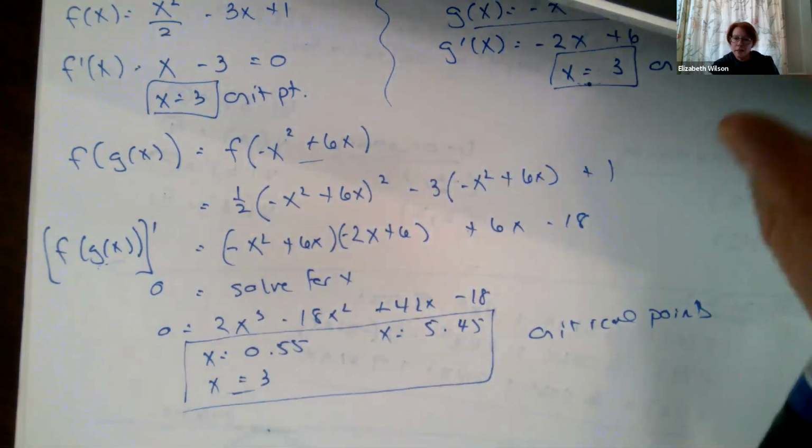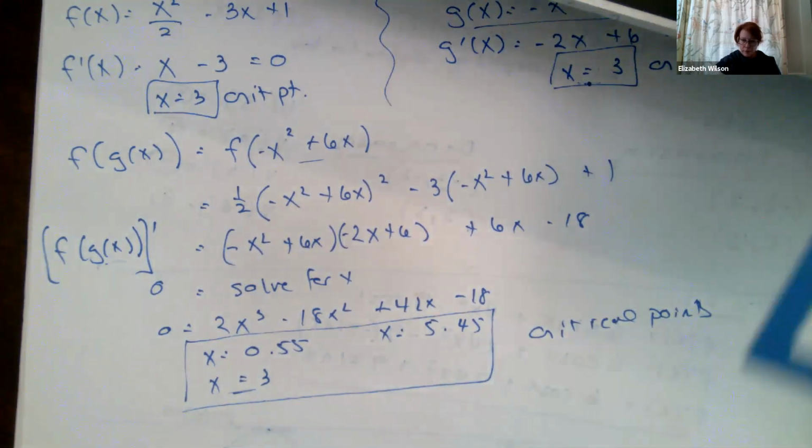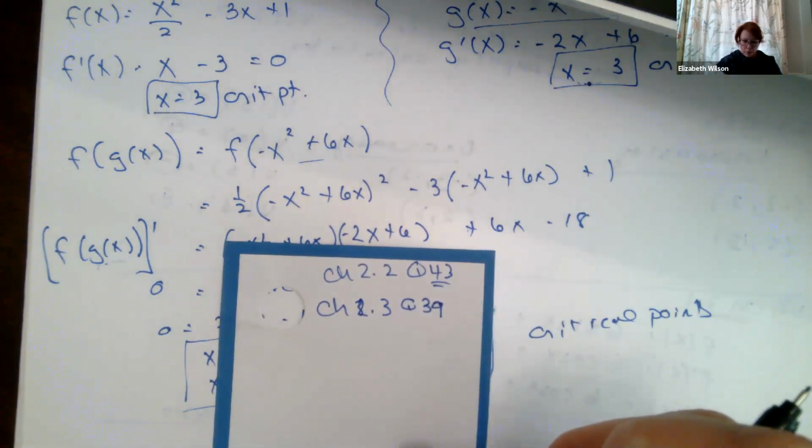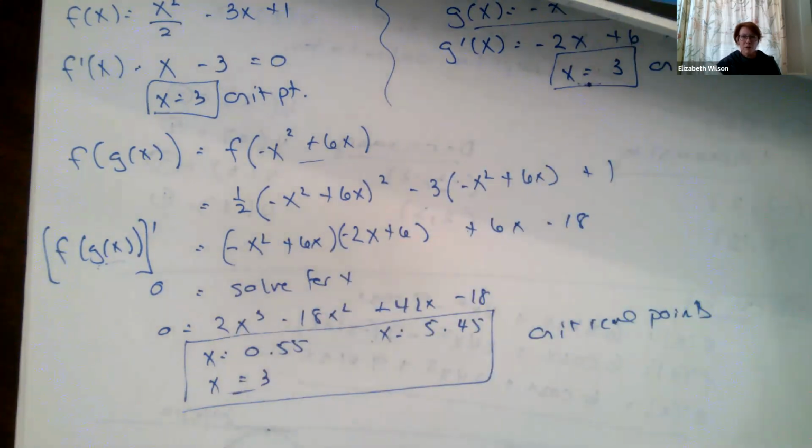Okay, that was question 37 and 39. So I'll put up chapter 2.3 question 39 because we're running out of time here. So I'll put these up online, 2.2 question 43 and 2.3 question 39. I'll post those later today because we've run out of time.